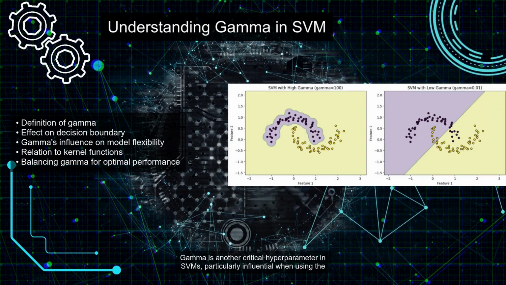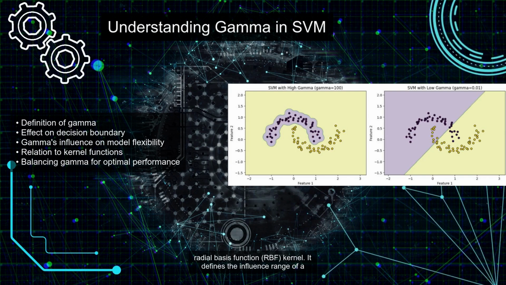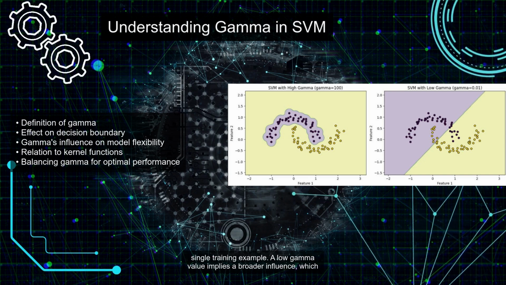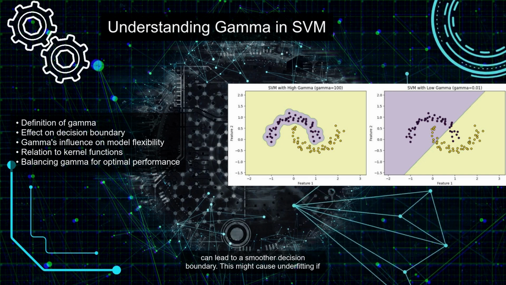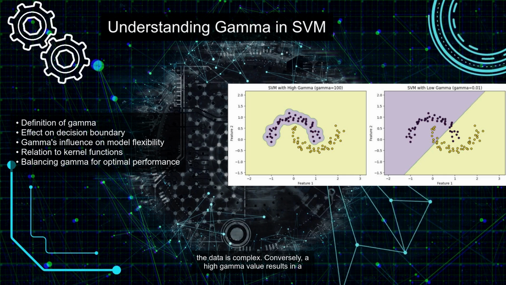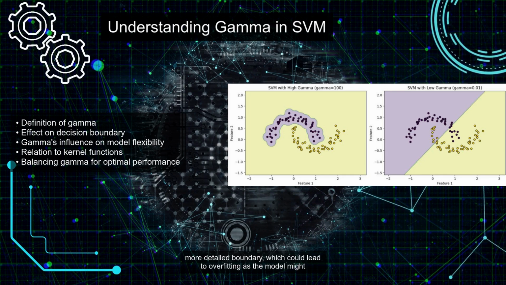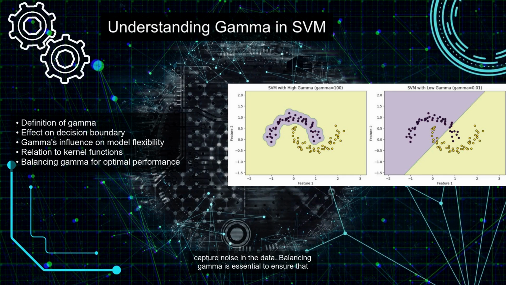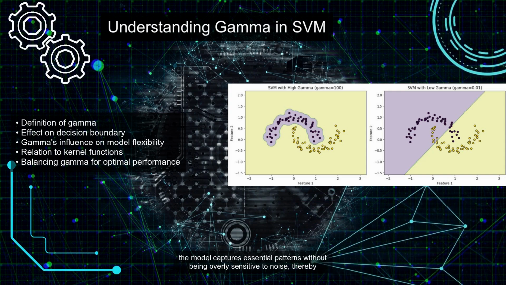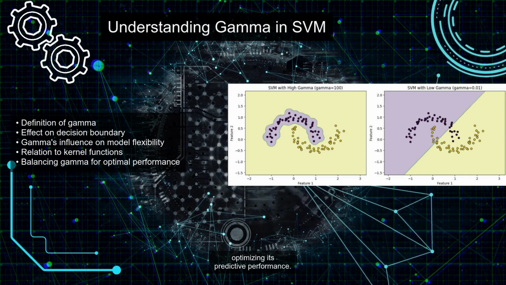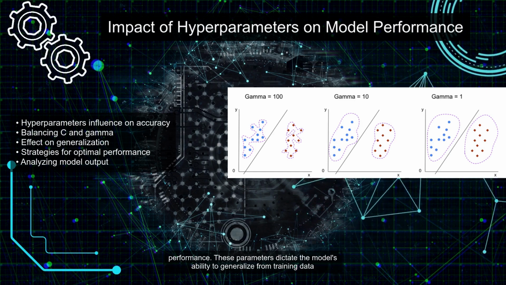Gamma is another critical hyperparameter in SVMs, particularly influential when using the radial basis function, RBF, kernel. It defines the influence range of a single training example. A low gamma value implies a broader influence, which can lead to a smoother decision boundary. This might cause underfitting if the data is complex. Conversely, a high gamma value results in a more detailed boundary, which could lead to overfitting as the model might capture noise in the data. Balancing gamma is essential to ensure that the model captures essential patterns without being overly sensitive to noise, thereby optimizing its predictive performance.